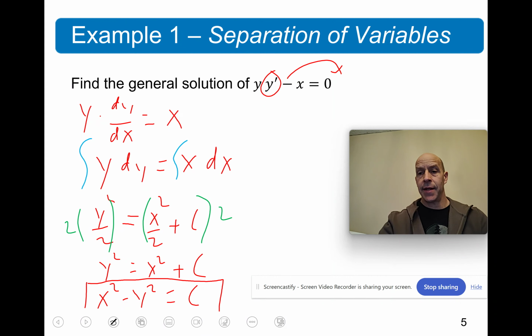If we want to check this answer, we know how to do that. We would just take the derivative of the answer I got, plug it back into the original differential equation, and see if it works. And it does.